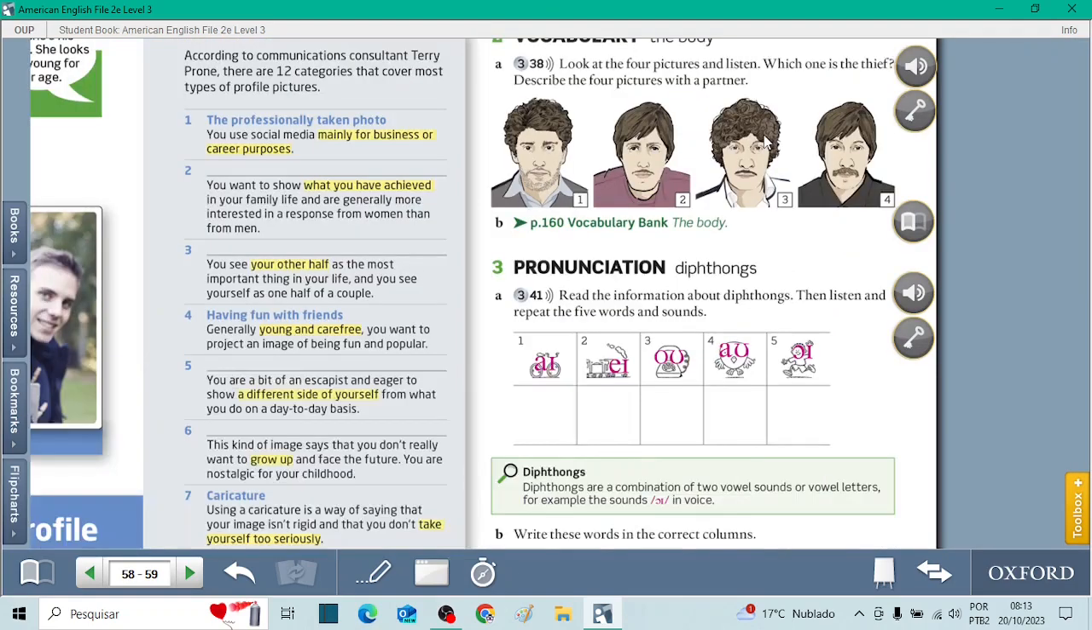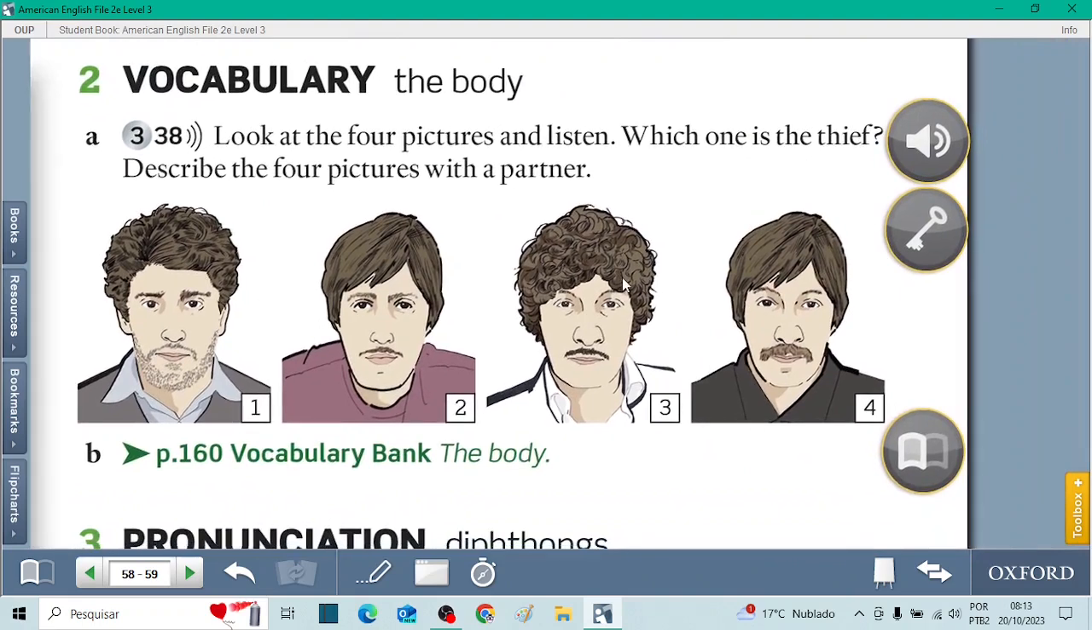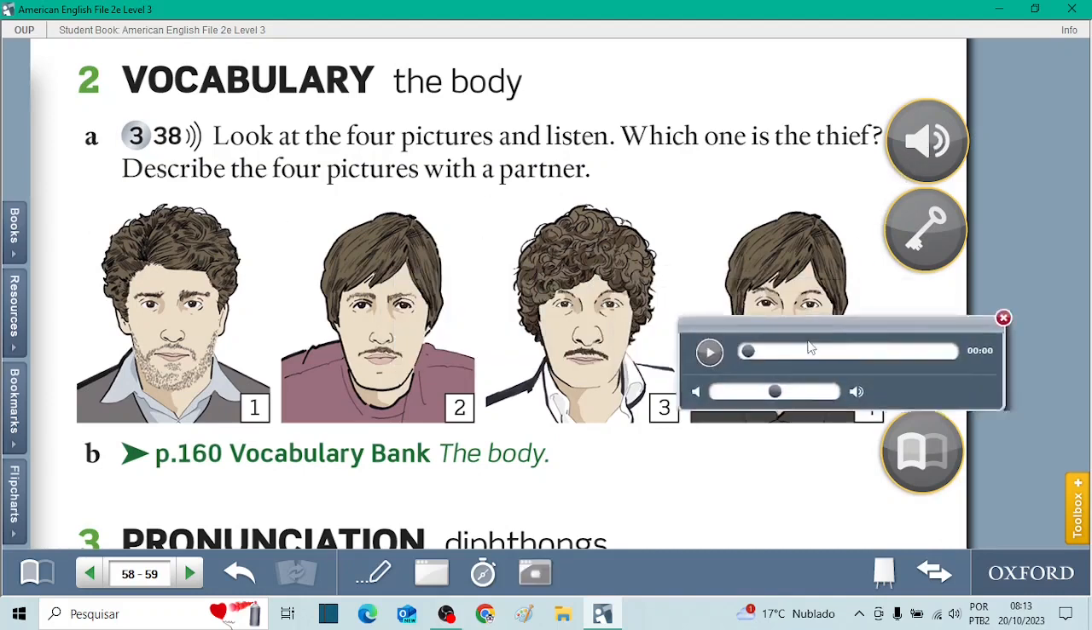All right. Now, let's work on some vocabulary. The body. Look at the four pictures and listen. Which one is the thief?